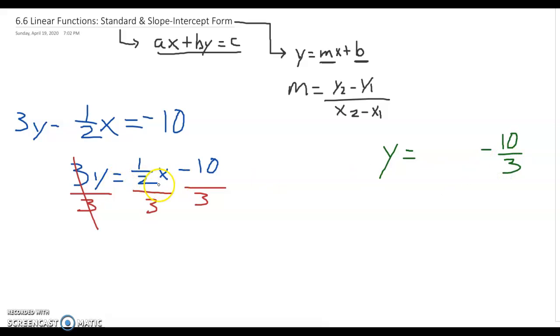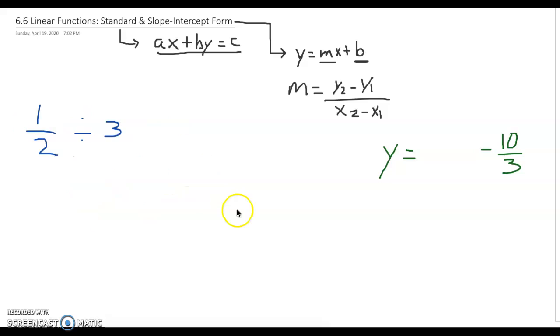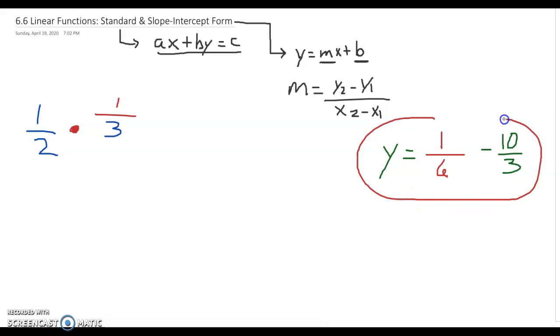Last but not least, we've got to attack this right here. Now we have 1/2 divided by 3. Just like the last problem, we cannot divide fractions, so we're going to multiply instead. If we do that, we have to change this fraction: instead of 3 over 1, it's going to be 1 over 3. Then we multiply across. So you have 1 over 2 times 3, which is 6. And here is your answer for your slope-intercept form.